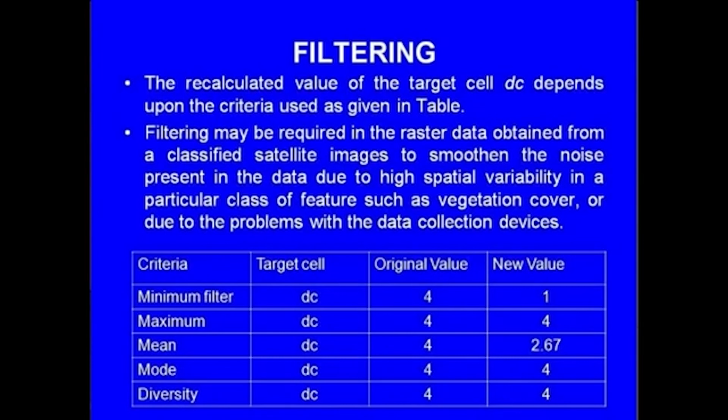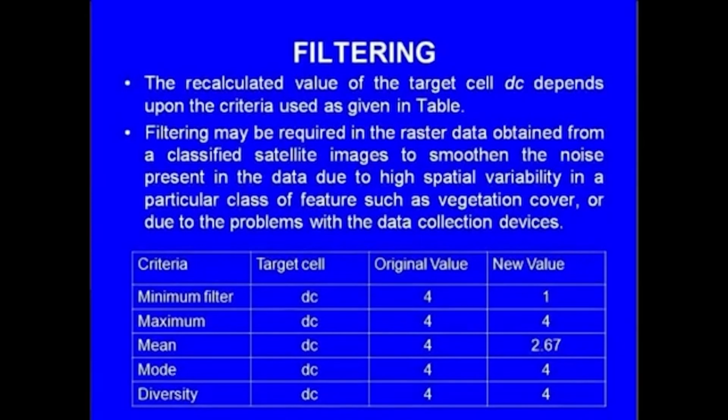The filtering may be required in the raster data obtained from a classified satellite image to smoothen the noise present in the data due to high spatial variability in a particular class of feature such as vegetation cover, or due to problems with the data collection devices. So, when we apply different criteria, these criteria in GIS we call filters.